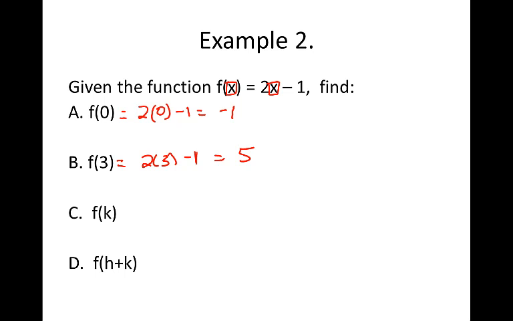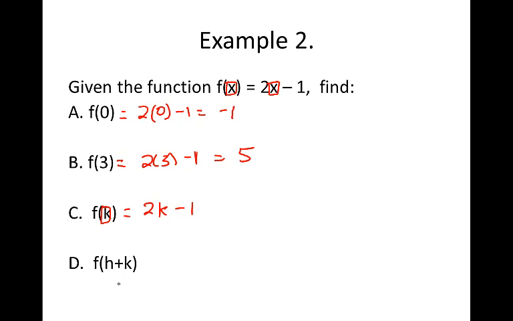What about f of k? A lot of students pause on this one, but we don't change our rule. Whatever's in this little box here goes into my x box. So it would be 2 times k minus 1. And that's it. We can't simplify that one. We can't combine these. These aren't like terms.